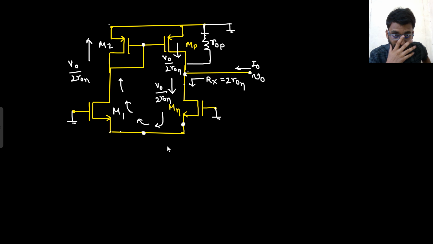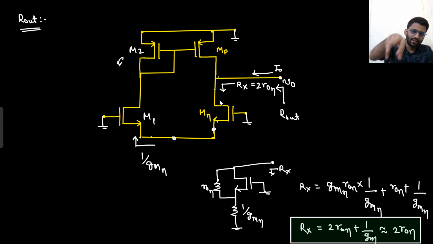What did I do? First, I started with this thing that people say, that downward I see RON. That is absolutely wrong. Why is it wrong? Because this node is not grounded. If this node is not grounded, we will do the analysis. This is 1 by GMN and this is RON. So from this node to ground, I see 2 RON, not RON.